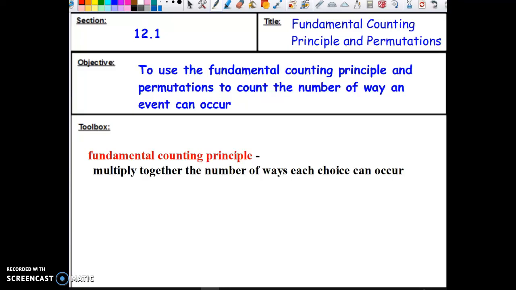Today, our title is the fundamental counting principle and permutations, and our goal is to use the fundamental counting principle and permutations to count the number of ways an event can occur. The main thing, the title of this lesson, the fundamental counting principle, basically says that you just multiply together the number of ways each choice can occur. This will make more sense once we get the context of an actual problem, but that is our big idea today.